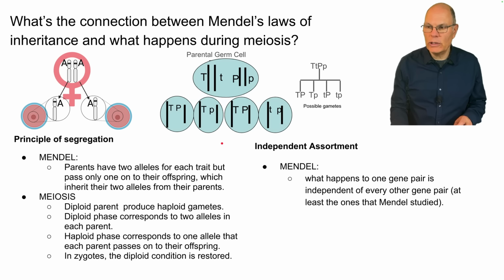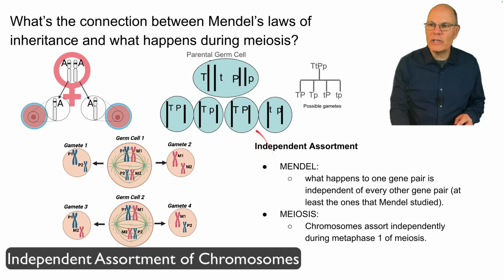Independent assortment, according to Mendel, is that what happens to one gene pair is independent of every other gene pair, at least in the ones that Mendel studied. In meiosis, chromosomes assort independently during metaphase 1 of meiosis.